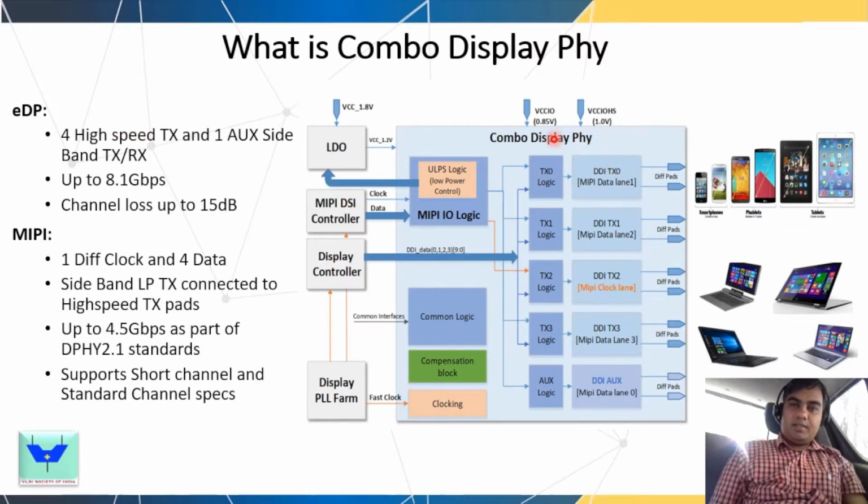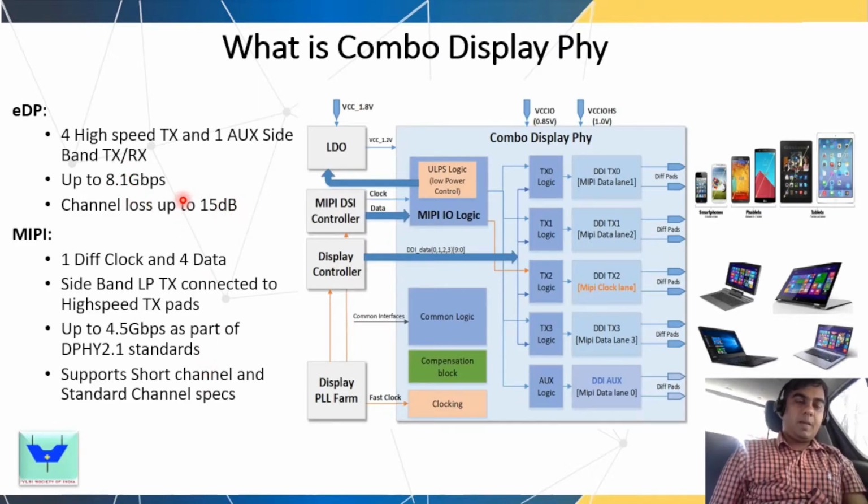This block diagram shows the details of how the combo display PHY architecture is. Before we get there, I would like to spend a few minutes on the salient features. eDP requires 4 high-speed transmitters and 1 AUX sideband communication, which has both TX and RX, whereas MIPI needs 1 differential clock and 4 high-speed data, and the sideband LPTX is connected to the high-speed TX pads. This can support up to 4.5 Gbps as part of the D-PHY 2.1 standard, whereas eDP can support up to 8.1 with the latest.